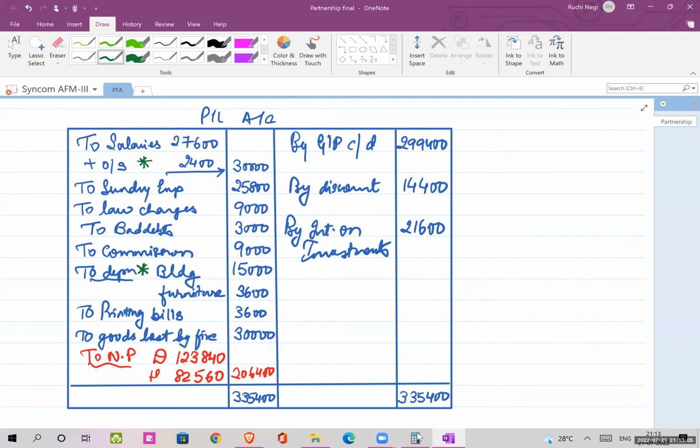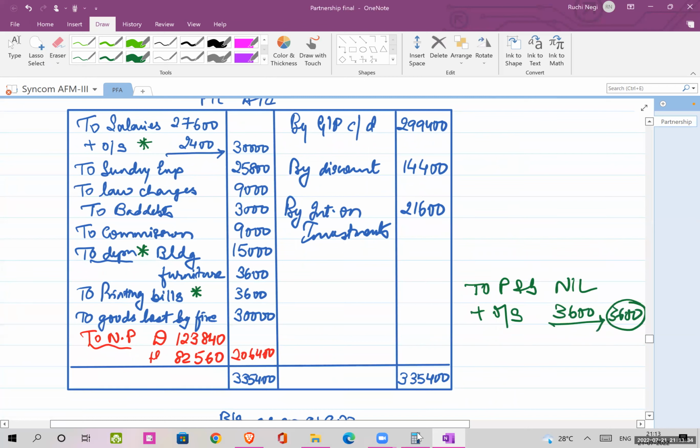So building and furniture, printing bills. Yeah, this was there in the adjustment. Okay. If you want, you can show printing and stationery like this also. Printing and stationery, it is not given in the trial balance, nil. Add outstanding. You can show it like this. 3,600, and then you can take this total 3,600 in the outer column. It is one and the same thing. Okay. So either you do it this way or you do it this way. Either you show it like this, printing and stationery nil because it's not there in the trial balance, and you add outstanding to it, and then take the total in the outer column, or you directly show 3,600. That is what I was telling earlier when I was explaining the adjustment to you.